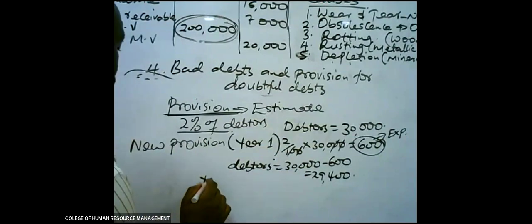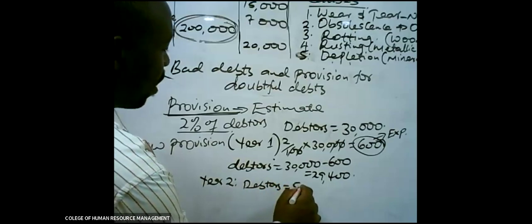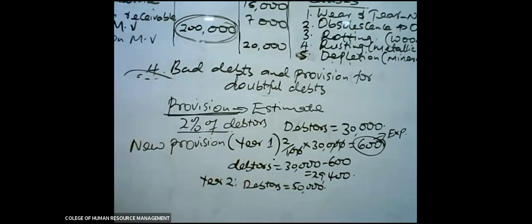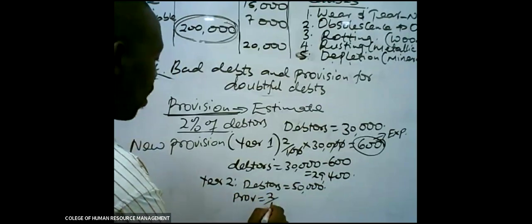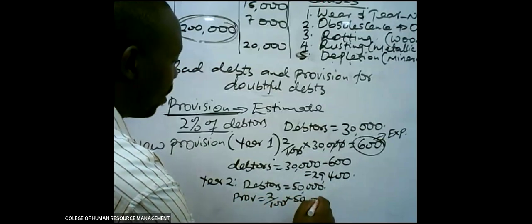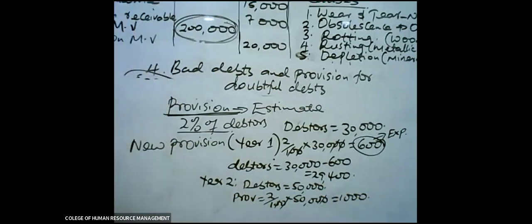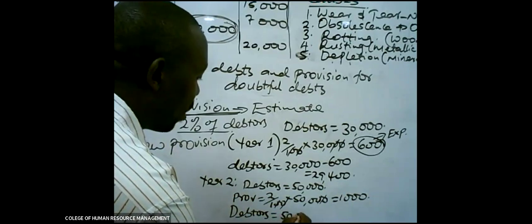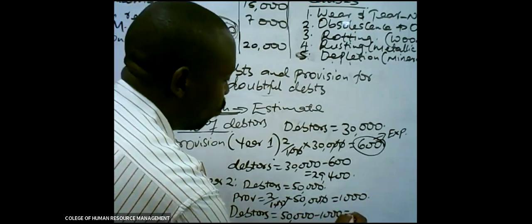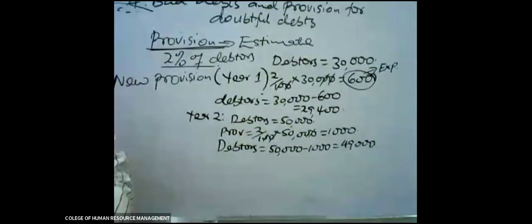Then you go to year 2. You'll find that the debtors amount for year 2 was 50,000. You will have to calculate another provision. The provision would be equal to 2/100 times 50,000. This is 1,000. Note now, for the debtors, what you record is the 50,000 that you're expecting minus 1,000, which will be 49,000. That is what you record as debtors, which is part of the current assets.